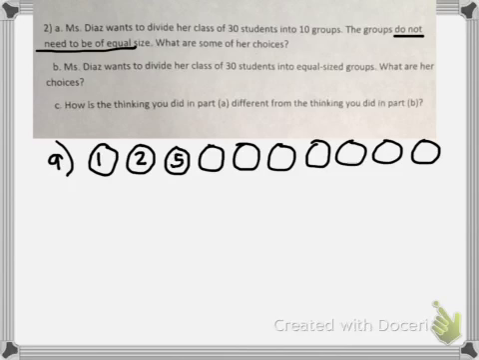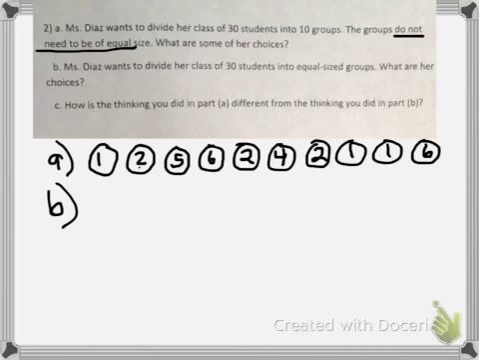Since they don't have to be equal, the only thing I'm worried about is that they add up to 30. So far I have, 3 plus 5 is 8. 8 plus 6 is 14. 16. 20. 22. 23. 24. And then we'll put a 6 at the end. So all of those add up to 30 students. We could fill in any number in any of those boxes as long as they add up to 30. And there are a lot of different options that we could have done. Let's move on to part B.